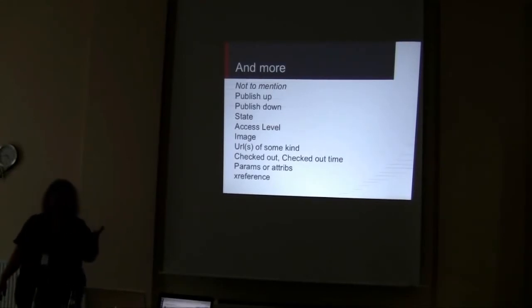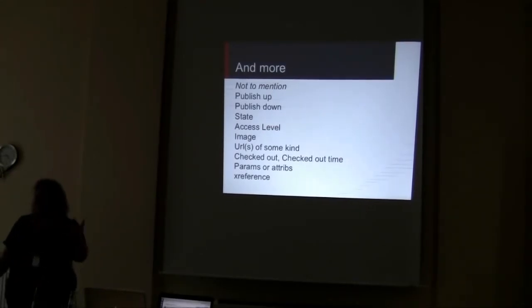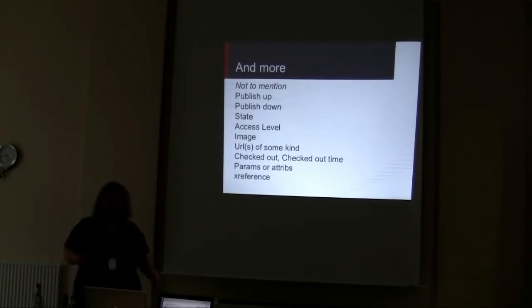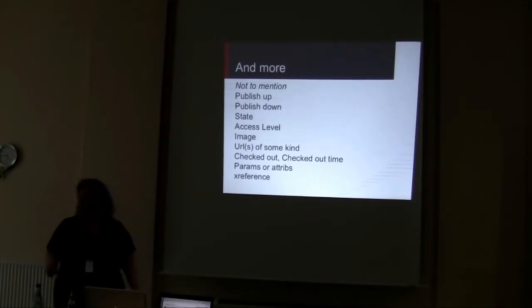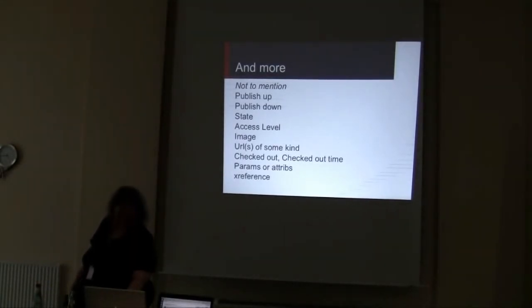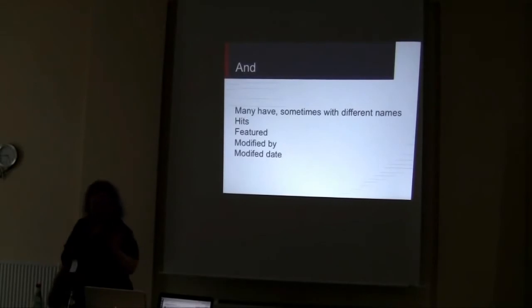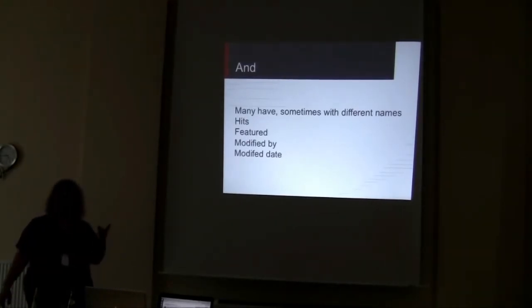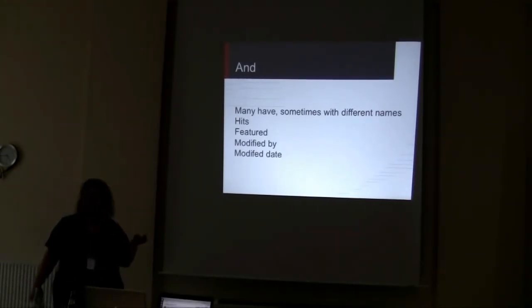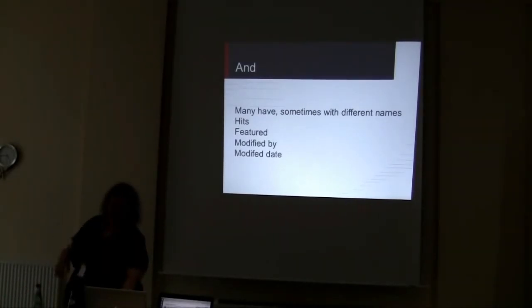They all have some kind of params or attribs field that's storing a JSON string of parameters. And they all have this mystery xreference field that different people use for different things. Often also a URL, but not always. And many of them also have hits, featured, modified by, and modified date. So these are more mixed.